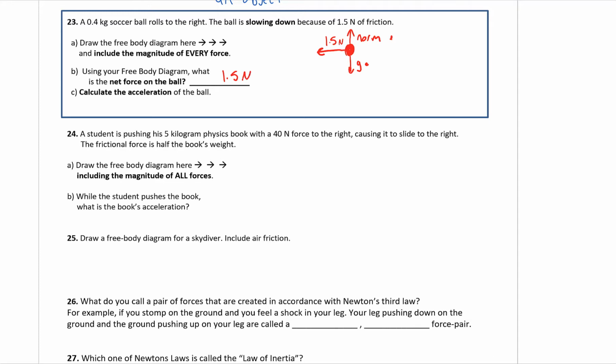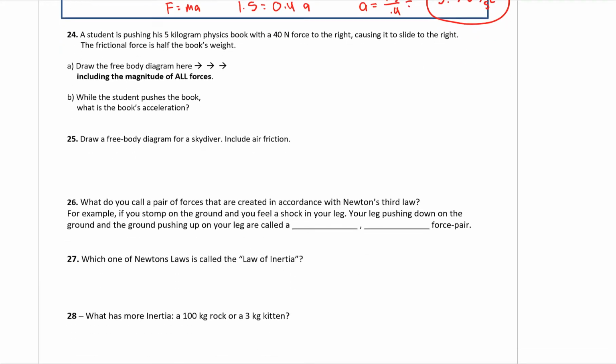Now you want the acceleration on the ball, right? You've got F equals ma, and you know that the accelerating force is the only net force on it, which is the friction. So 1.5 equals the mass, which is 0.4, times the acceleration. To get the acceleration, divide by 0.4. So the acceleration is 1.5 divided by 0.4, and that gives you 3.75 meters per second squared. That is the acceleration of the ball as a result of the frictional force.